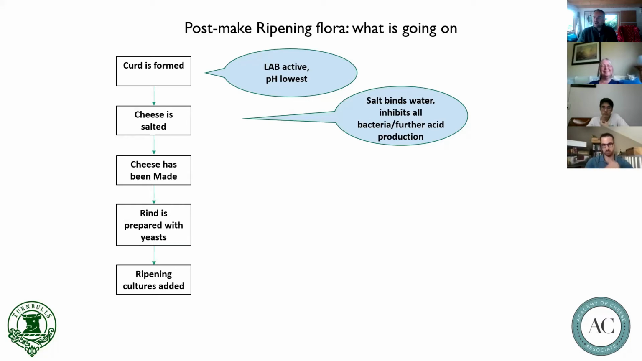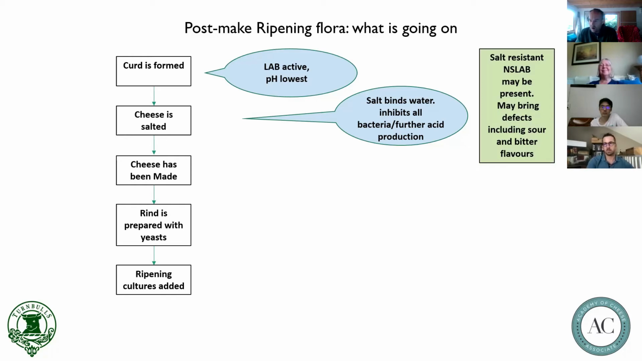But this process of calling a halt to acid production is a critical part of the process. In real terms, this is the line between the make and the post make. We've taken it up using bacteria to ripen and create curd. Stop, bell rung, salt on, end of that game. Okay, we're not doing it anymore. We're now moving into post make area. So our cheese has been made.